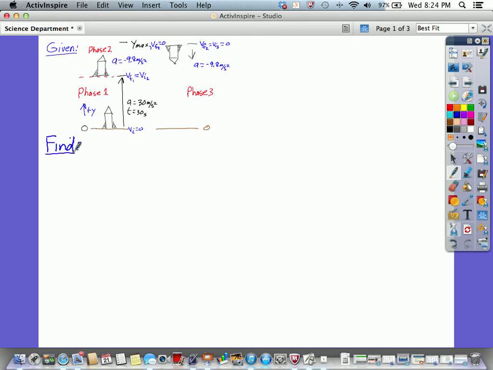Well, they asked us to find A, I believe, the maximum height or maximum altitude, so we'll just call that Y max. And B, what did they want? They want to know how long the rocket is in the air before hitting the ground, so they want to know the total time. So we're going to need to find some things out about each one of these phases. On each one of those, we're going to need to determine a few things.